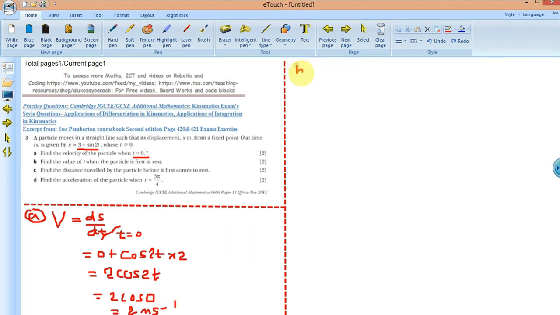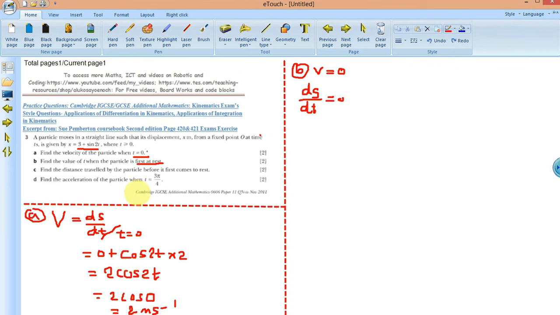Let's go ahead with the next one, part B. Find the value of t when the particle is first at rest. Don't forget that a particle is at rest at the instant its velocity is 0. So the particle is at rest when velocity equals 0. By implication, we differentiate the displacement with respect to time, then equate our solution to 0.